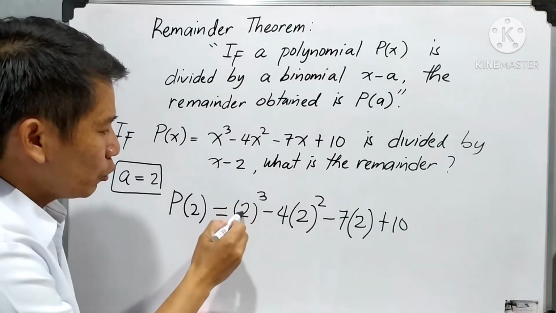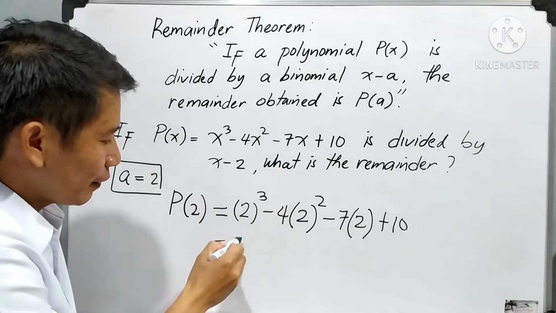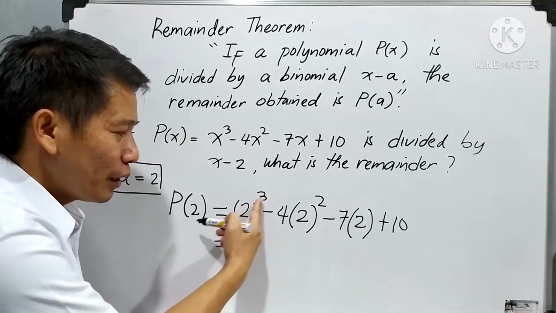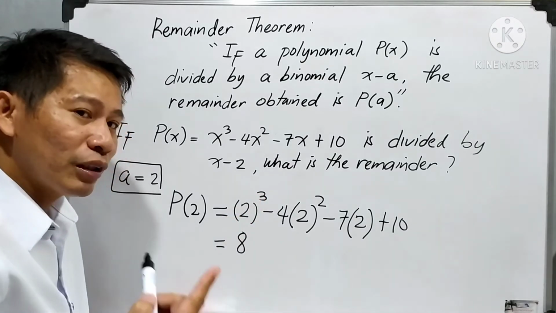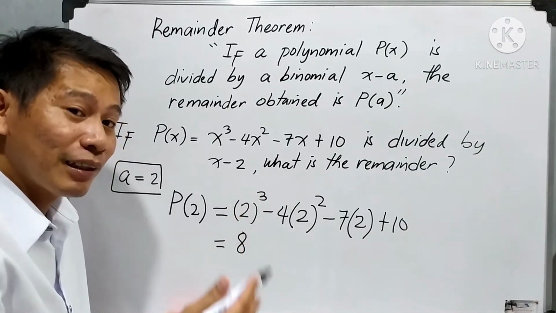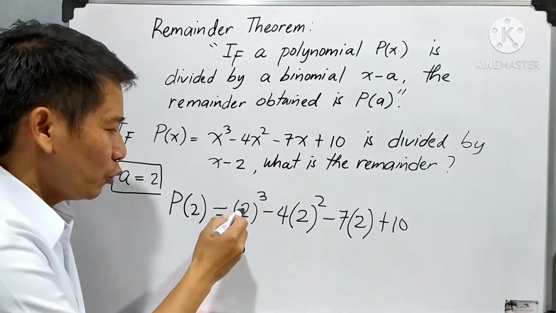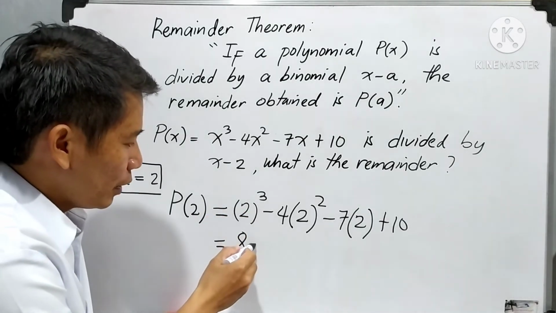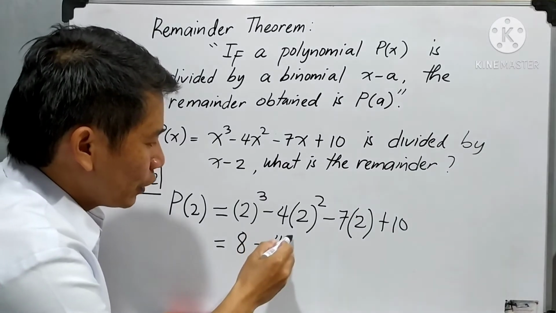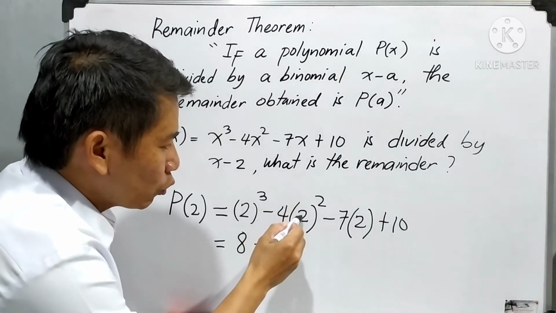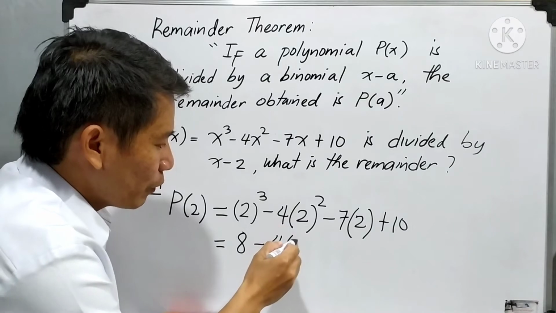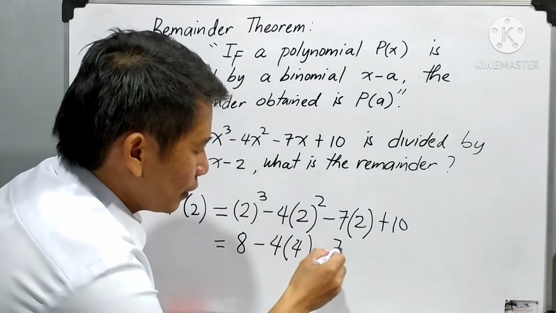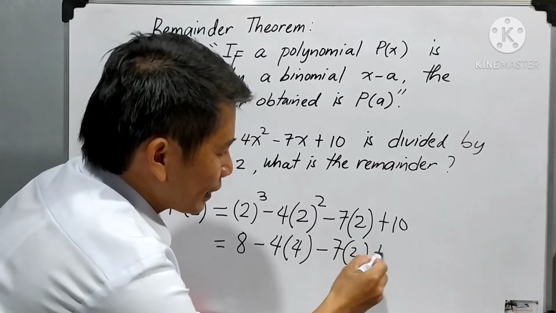2 cubed means 2 times 2 times 2, and that is 8. Remember, you're not going to multiply 2 by 3. 2 cubed means you multiply 2 by itself 3 times. So, 2 times 2 times 2 is equal to 8. Minus 4 times 2 squared. So, 2 squared is 2 times 2, that is 4. Okay? Minus 7 times 2 plus 10.